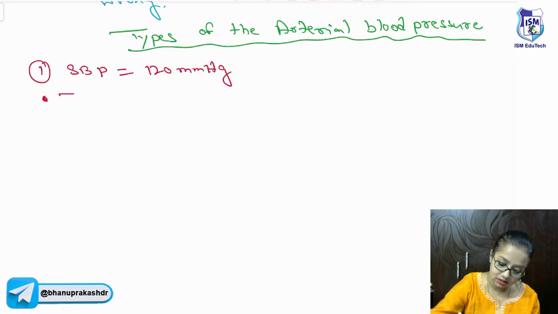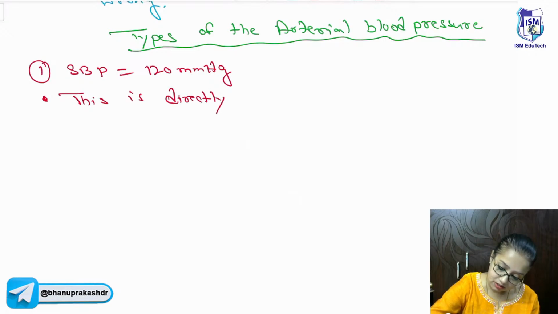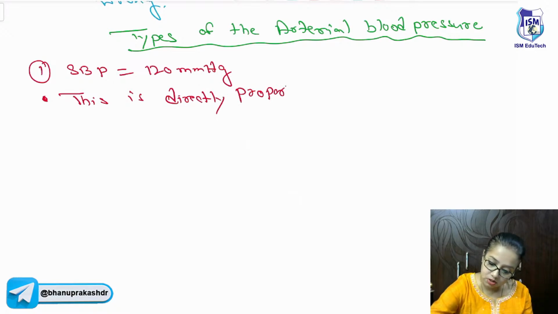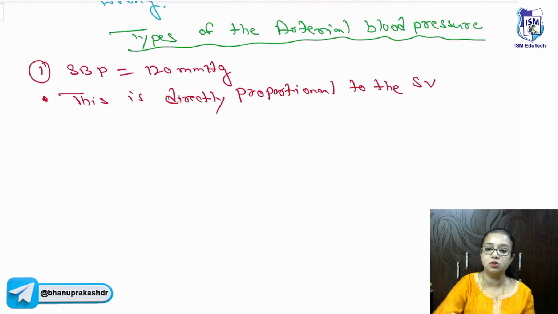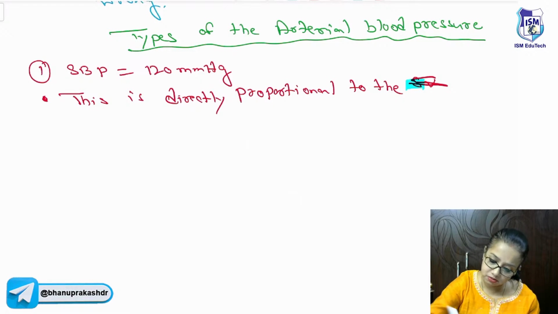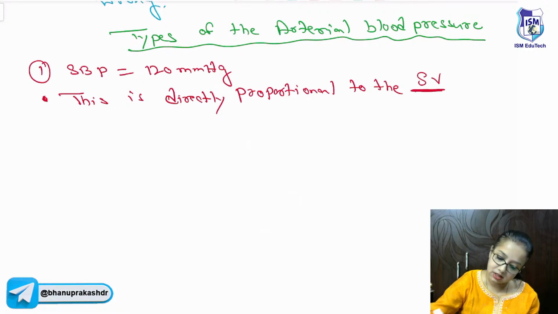Now this is directly proportional to the stroke volume. So, if stroke volume is more, then the systolic blood pressure will also be more, directly proportional to the stroke volume.